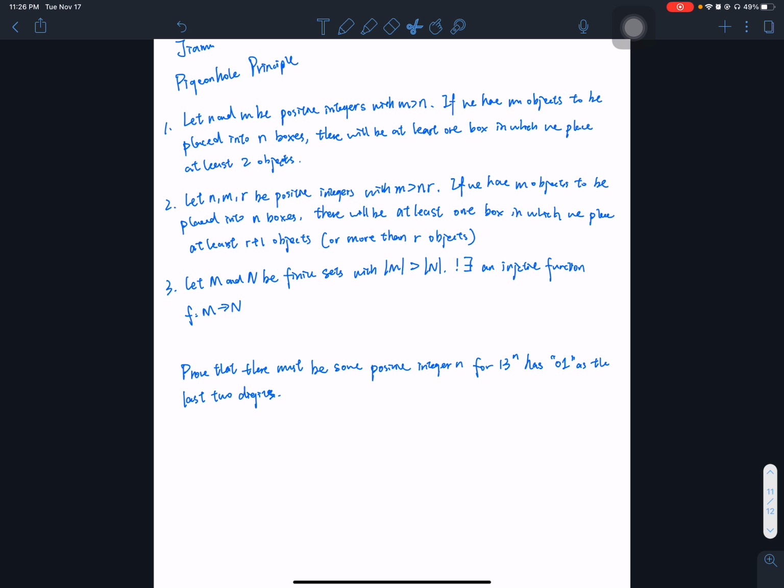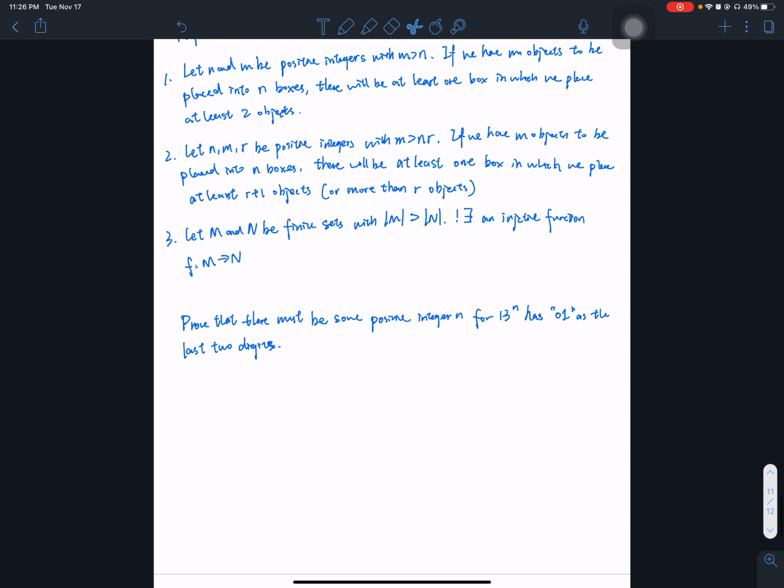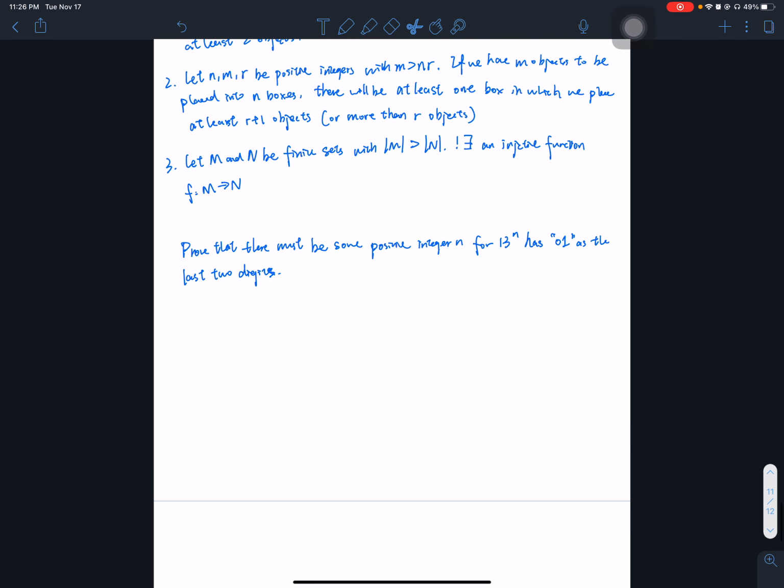A natural thought is that we want to think of this problem from back to front. To have 13 to the nth power with 01 as its last two digits, we know that 13 to the nth power minus 1 has 00 as its last two digits. In other words, 13 to the nth power minus 1 can be divided by 100.